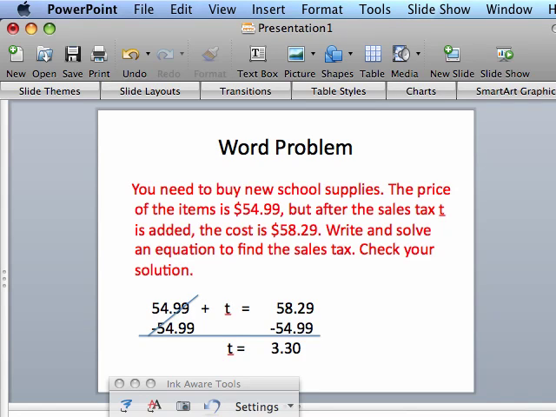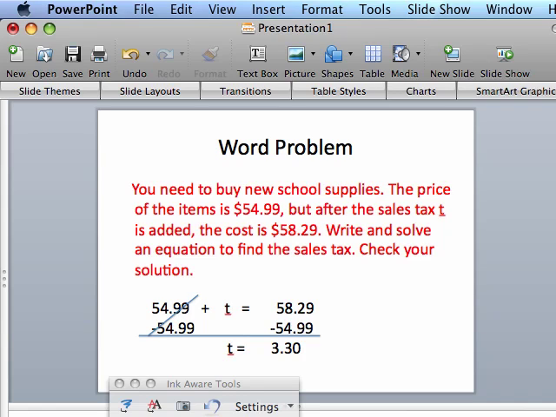Now here's a word problem. You need to buy new school supplies. The price of the items is $54.99. But after the sales tax, let's say we call it T, is added, the cost is $58.29. We're going to write and solve the equation to find the sales tax, and we will check our solution.